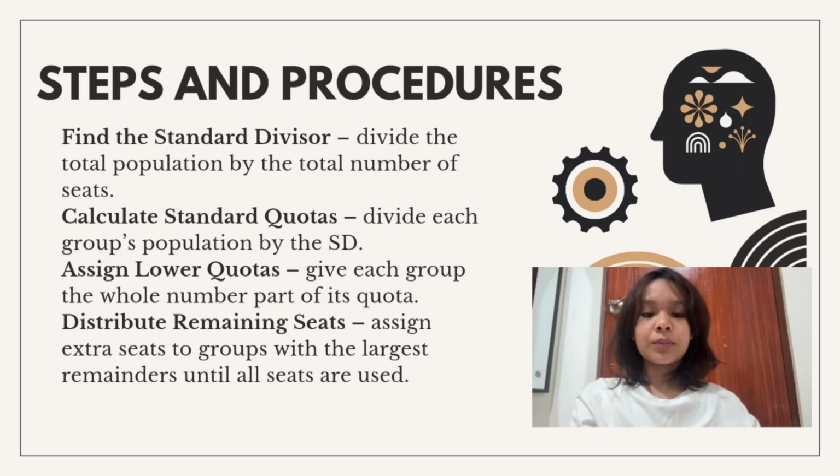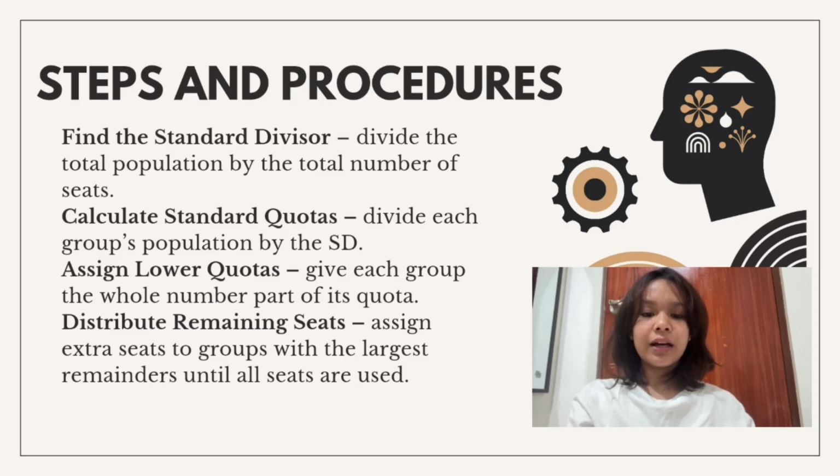Here are the steps and procedure. First, find the standard divisor. We divide the total population by the total number of seats available. This gives us the population per seat, or how many people each seat should ideally represent.